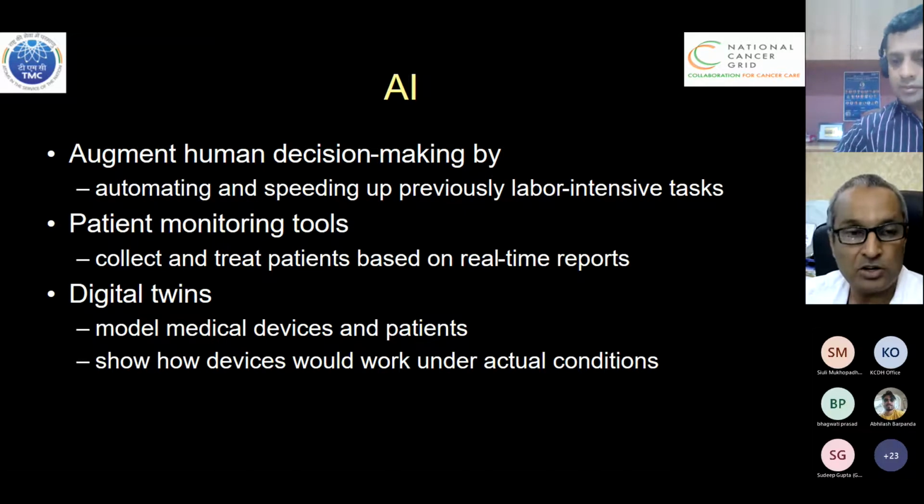And this new exciting concept of digital twins, which acts as a model for medical devices and for patients, would, in a much earlier than a beta version, show how devices would work in actual conditions, and especially in relation to patients using them. This is just the tip of the iceberg as far as AI is concerned, and there's much more to go.